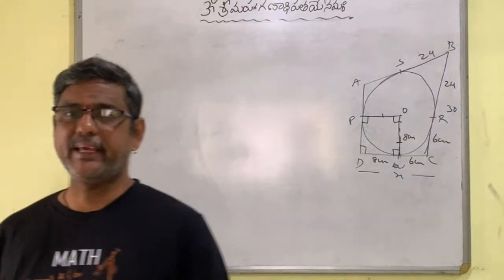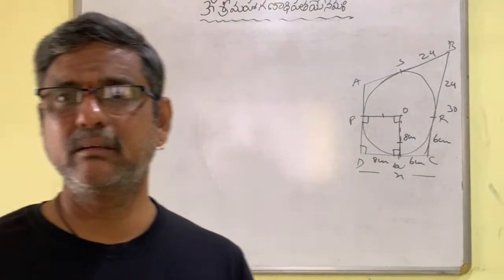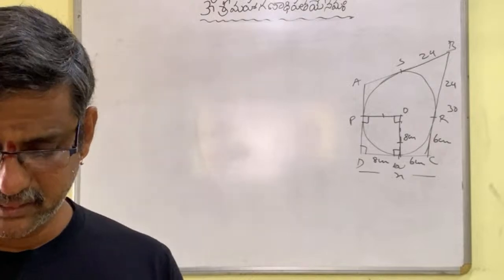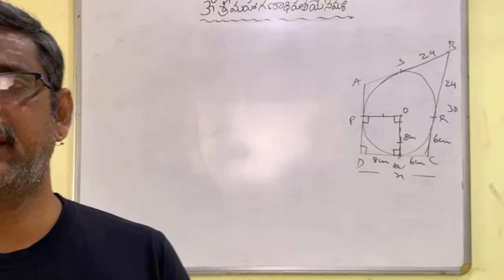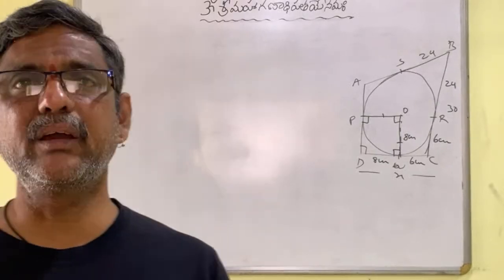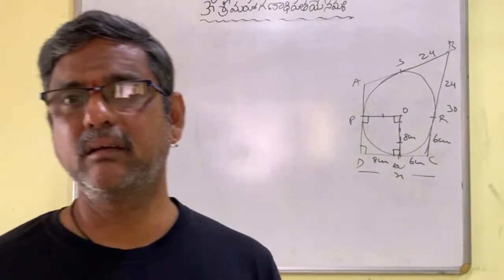So you need to write each and every step. So why not a kite? Why not a kite? In a kite, is each angle 90 degrees?